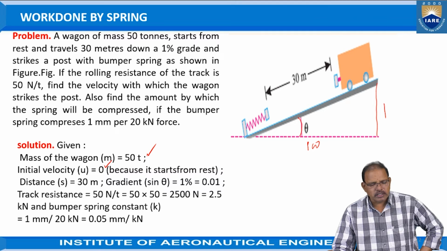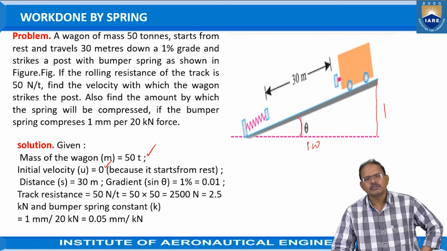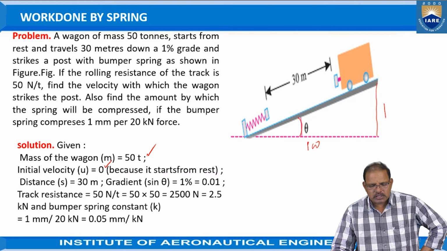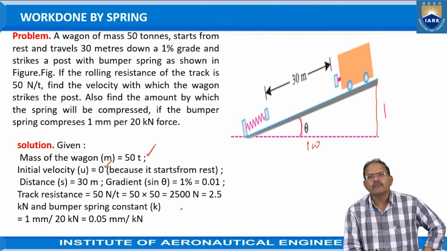The rolling resistance of the track is given as 50 newtons per ton. Rolling resistance is generally treated as the frictional force, or it is called tractive force. The total weight of the wagon is 50 tons, so the total resistance is 50 into 50, which is equal to 2500 newtons or 2.5 kilonewtons.